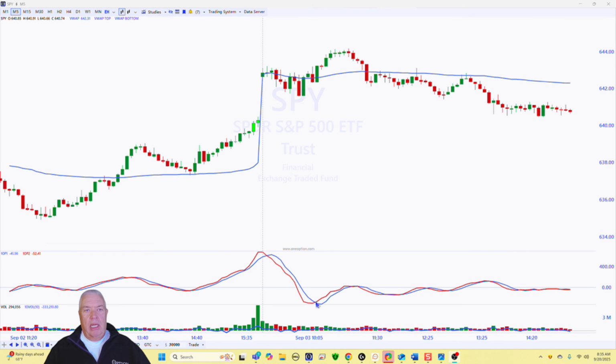And I'll use the crosshair tool on the chart so that you can see that the signals are early. They're not coming in the middle of the move or at the end of the move like most indicators do.